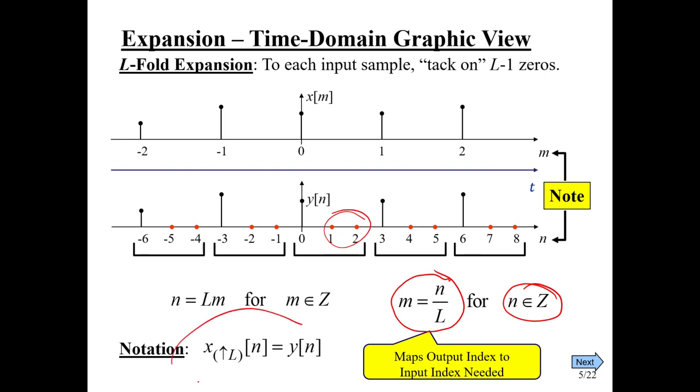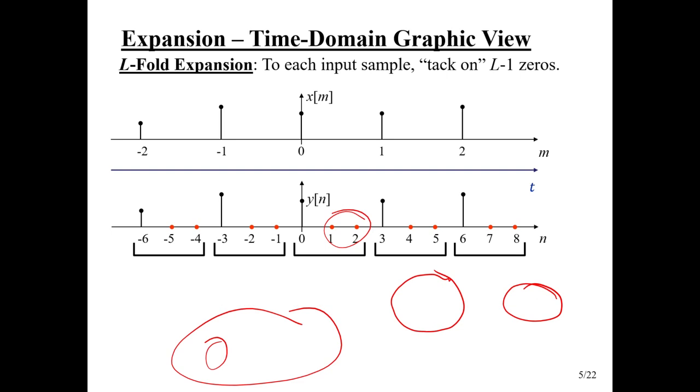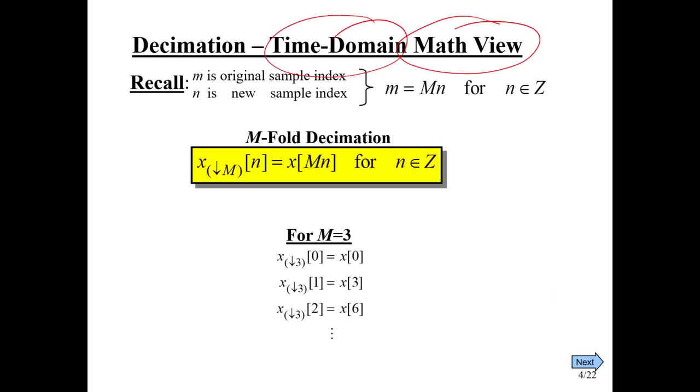And again, here's our notation. We use an up arrow. It's not important whether we use L or M or some other symbol for the integers. The fact that it's trying to increase the sampling rate is indicated by an up arrow. And you can see on the previous slide, if we go back, we're using a down arrow to show reducing the sampling rate.